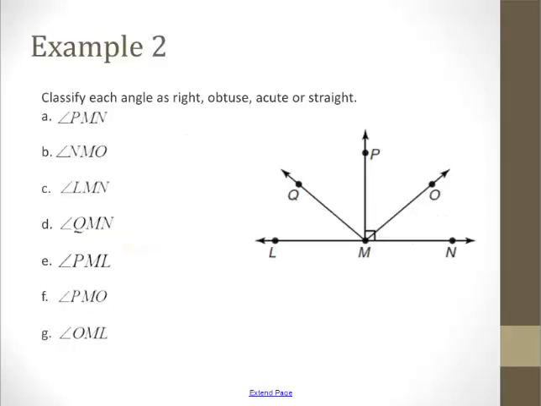Alright, example 2. We're going to name these as right, obtuse, acute, or straight. For sake of handwriting, I'm going to use just the first letter of each one. Angle PMN. Remember, start at P, go to M, then go to N. PMN. That's a right angle because there's a mark in there that says it's a right angle. NMO. Well, if PMN's 90 degrees, NMO is less than 90 degrees, so that's acute.